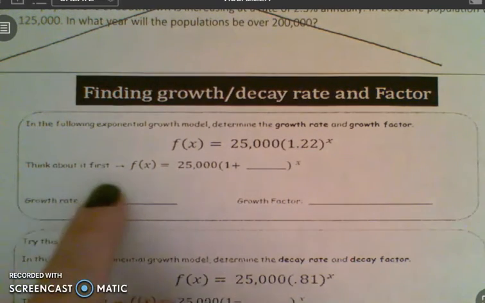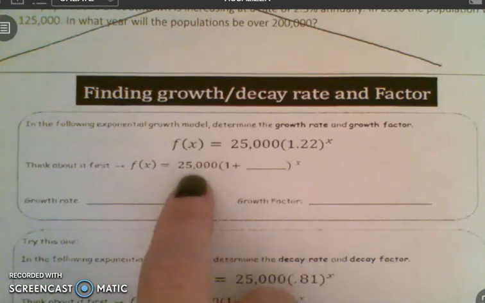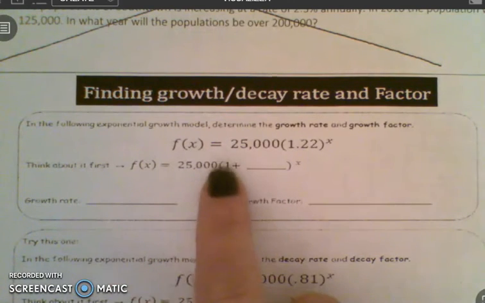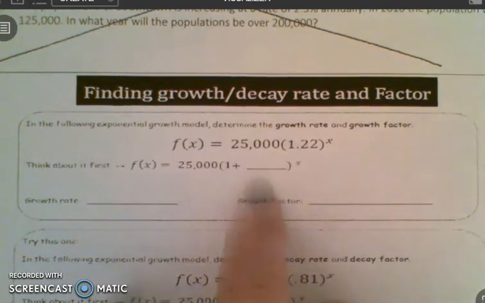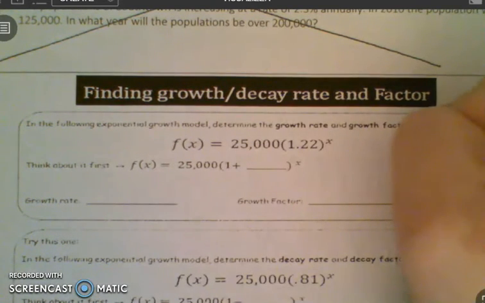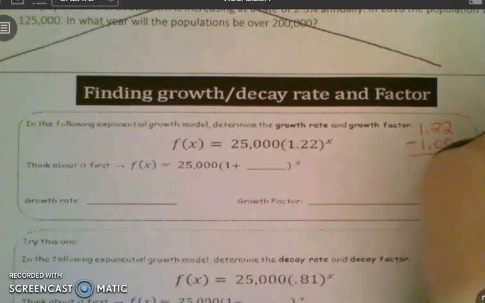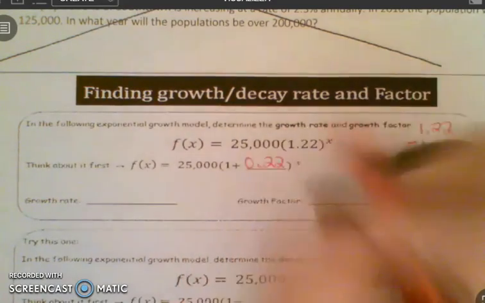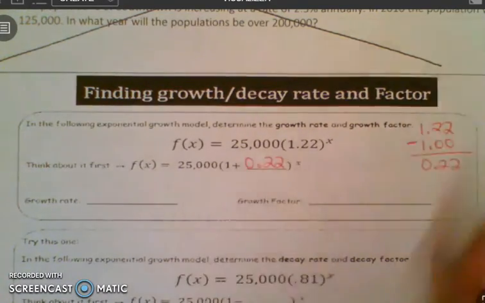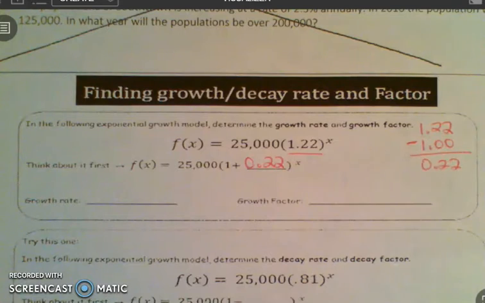So think about it first as you had the 25,000 as your start amount, and you had 1 plus some number to give you 1.22. So what we're going to do to figure this out is you're going to do 1.22 minus 1.00, that's the 1, and that gives you 0.22. So 0.22, if I add that to 1, that's what gives me the base of 1.22.